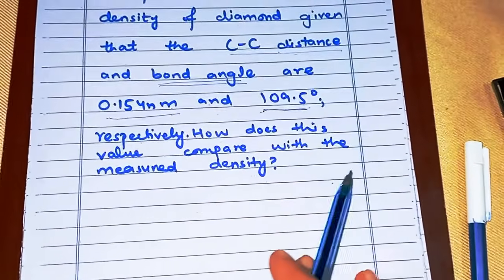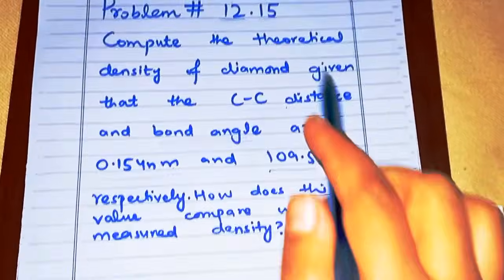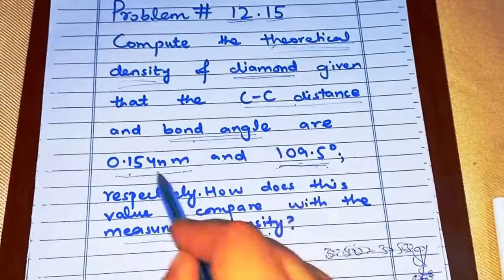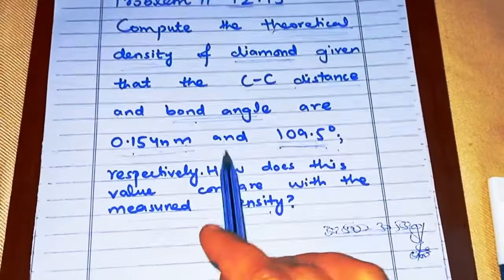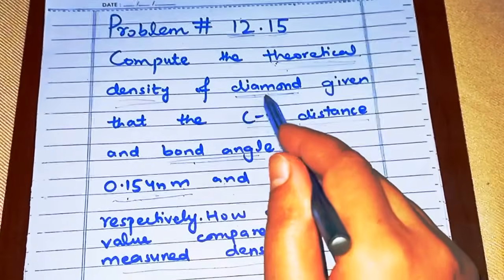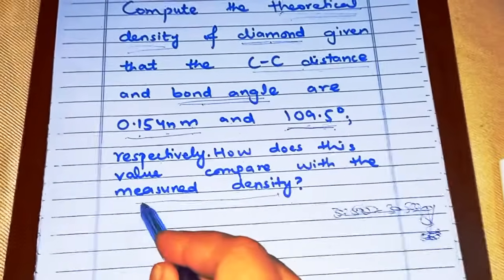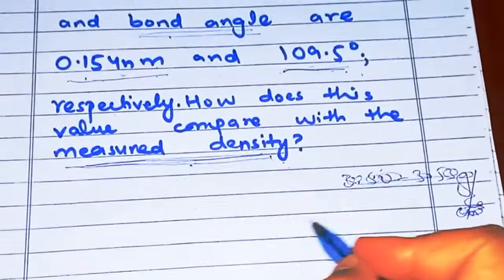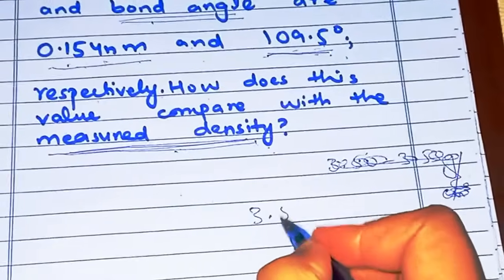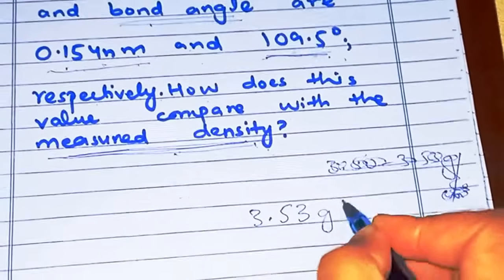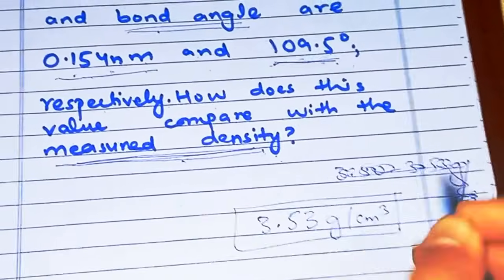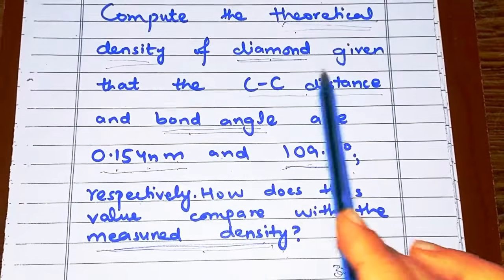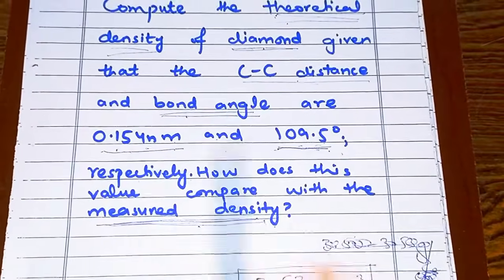What we have to do in this problem is to calculate the theoretical density, or the volume density, of diamond using these two given parameters. After finding the theoretical density, we'll compare it with the experimentally determined density, which we call the measured density. The experimental value for the density of diamond is 3.53 grams per centimeter cube. We'll compare it with the theoretical density at the end of this video, and we'll see what we can do about it. Let's quickly get started with the solution.